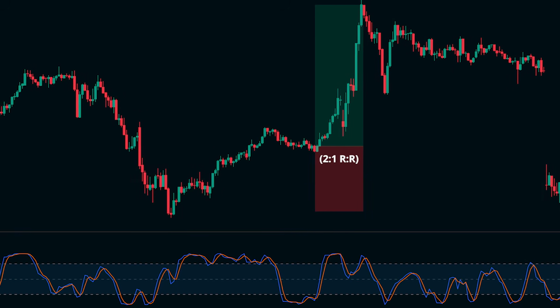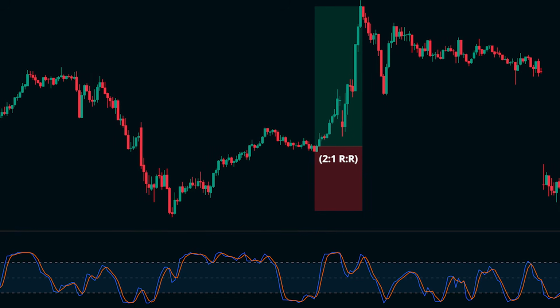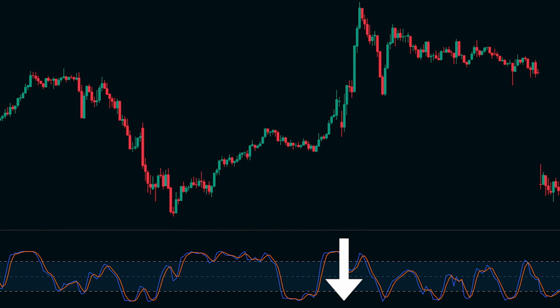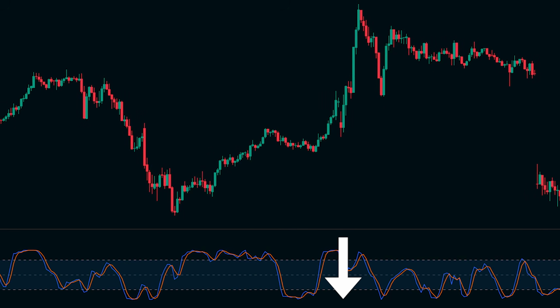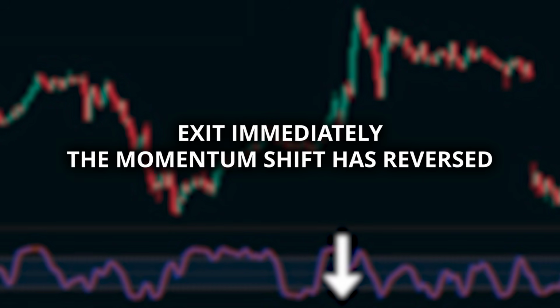The primary exit is when the 2-to-1 target is reached. The secondary exit is if %K crosses back below %D before the target is reached. Exit immediately. The momentum shift has reversed.